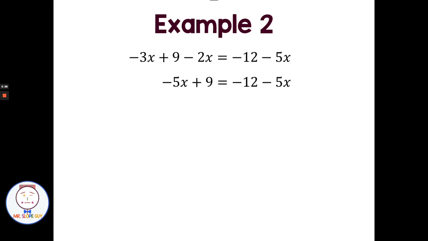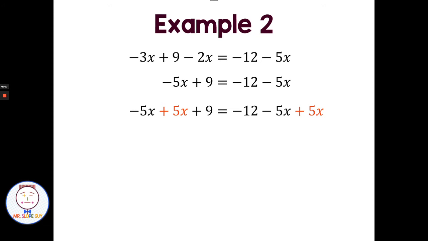Now, I notice I have variables on both sides. I've taken care of the distributive property and combining like terms on each side. Now I'm looking to get all my variables to one side. So if I have a negative 5x, to zero that out, I want to do the opposite. I want to add 5x to it. And if I add 5x on one side, I need to also add 5x on the other. So a negative 5x plus a positive 5x will zero out and leave 9 on the left side.